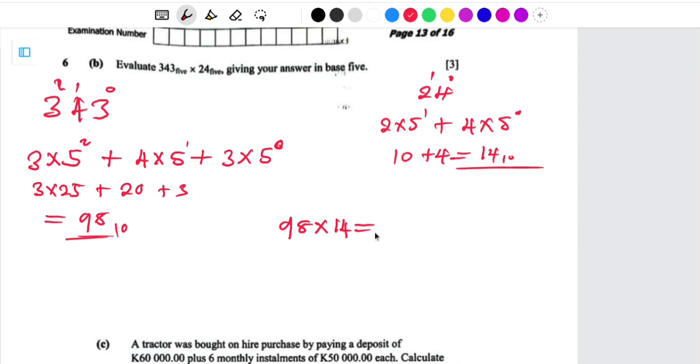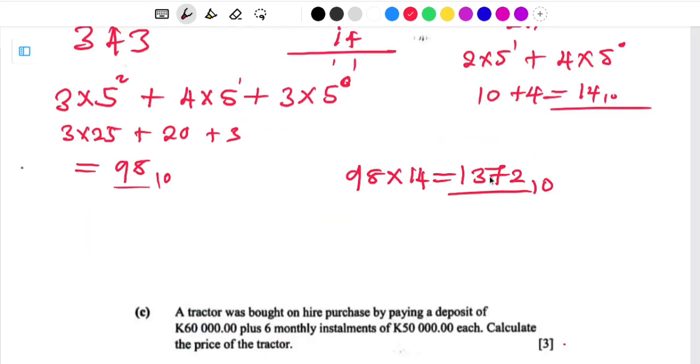So when I multiply, what am I going to get? But you have to make sure that you do multiplication in a correct way. So this is going to give me 1372. So how do you do it? Just rearrange this: 98, then 14. You start multiplying. 4 multiplied by that, you write. Then this one multiplied by that, you write by that. So what we want now is to convert this number into base 5.